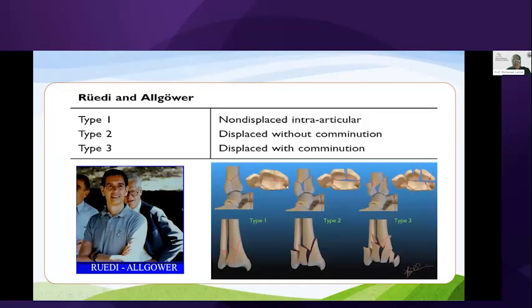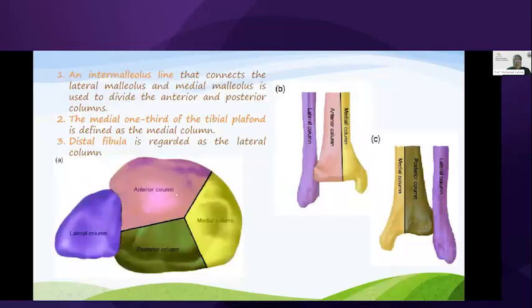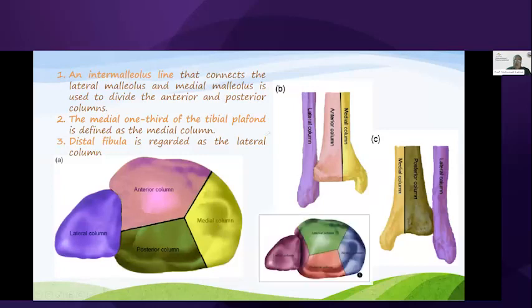In the Rüedi and Allgöwer classification, there are 3 subtypes: non-displaced intra-articular fracture, displaced without comminution, and displaced with comminution. The 3-column classification is based on CT radiology. This divides the distal end of the tibia into anterior and posterior columns by the intermalleolar line, the lateral column by the fibula, and the medial column for the medial malleolus.